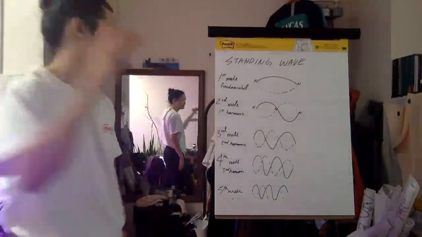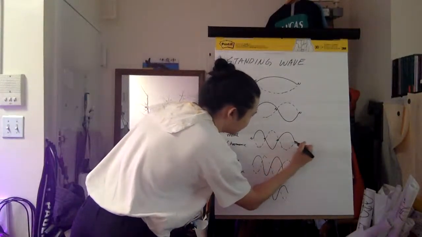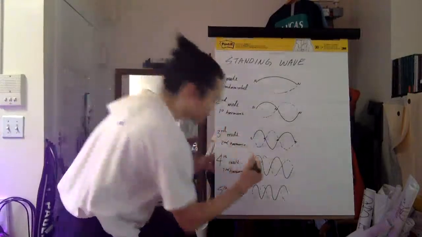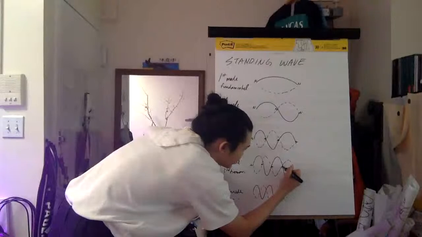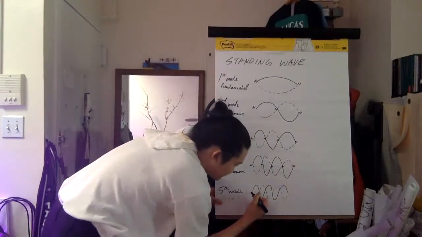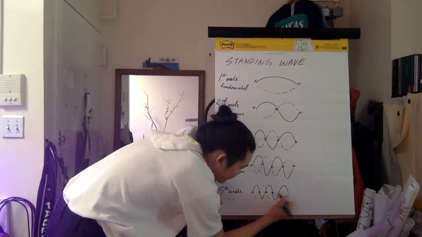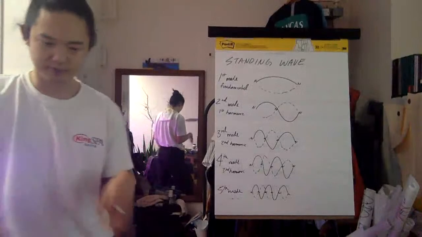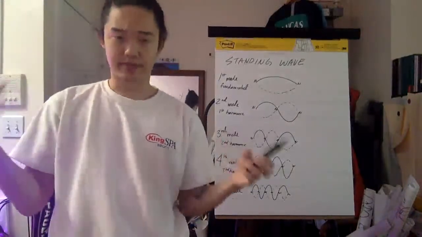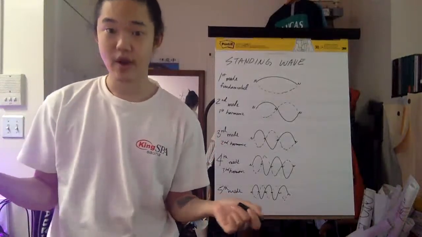All right, my third mode, I have a node here, a node here, a node here, and a node here. My fourth mode, I have a node here, and a node here, and a node here, and a node here. And my fifth, for n equals 5, I have six nodes. If you notice, the pattern would be for your nth mode, you'll have n plus 1 nodes, right?